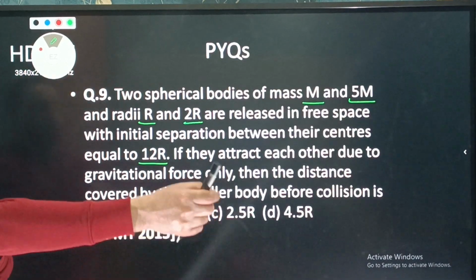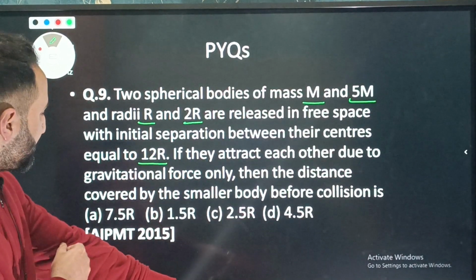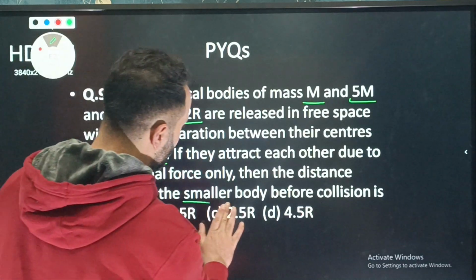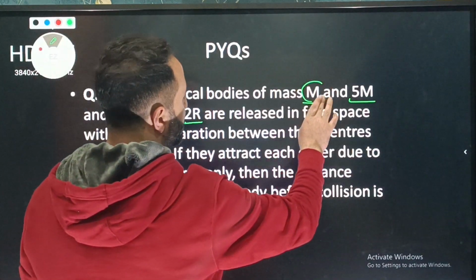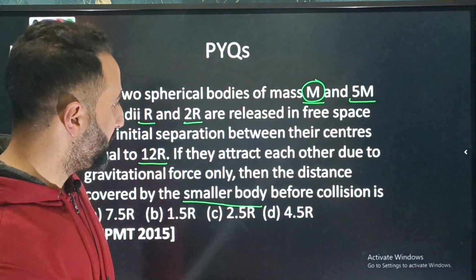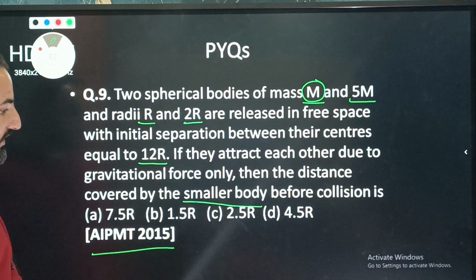If they attract each other due to the gravitational force only, then the distance covered by the smaller body before the collision is? Smaller body means which body? Smaller body means this m. You are supposed to calculate the distance covered by the m just before the collision. ठीक है ना बेटा? And this question has been asked in the AIPMT 2015.